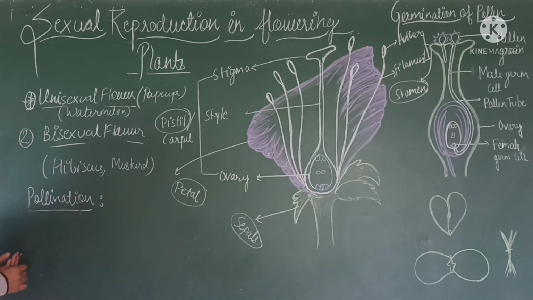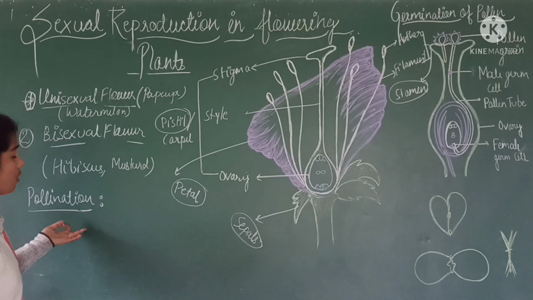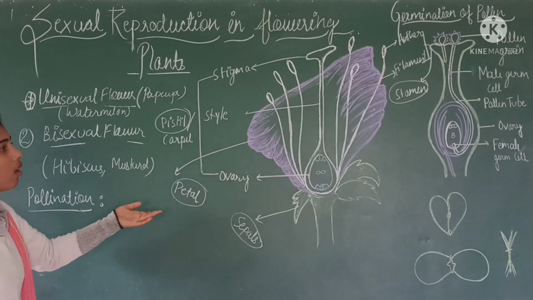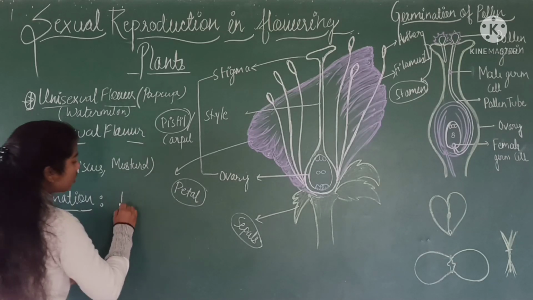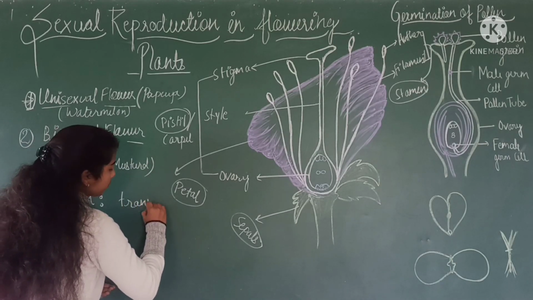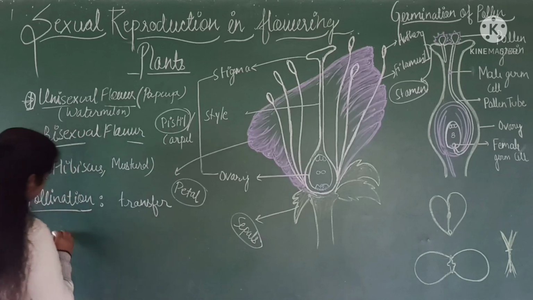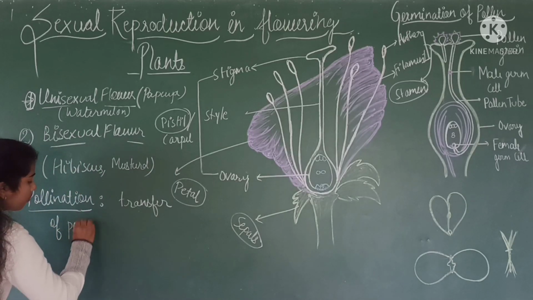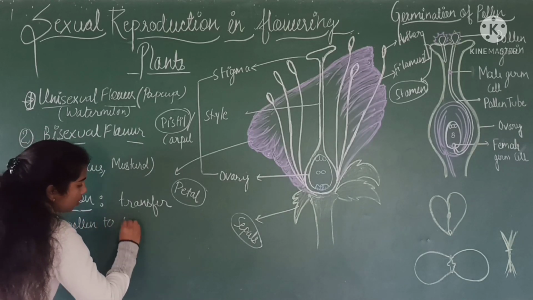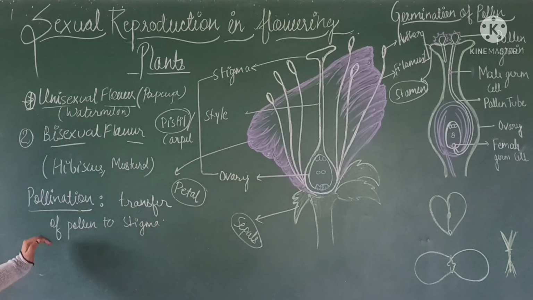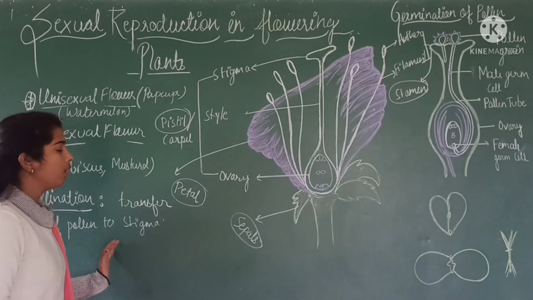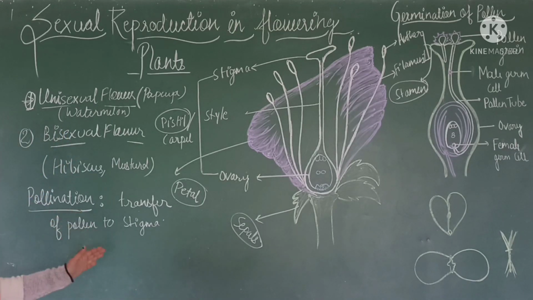Pollination is a process in which the transfer of the pollen to a stigma, from the male part to the stigma, is known as pollination. It means the transfer of pollen to stigma is known as pollination. The transfer of pollen to stigma.